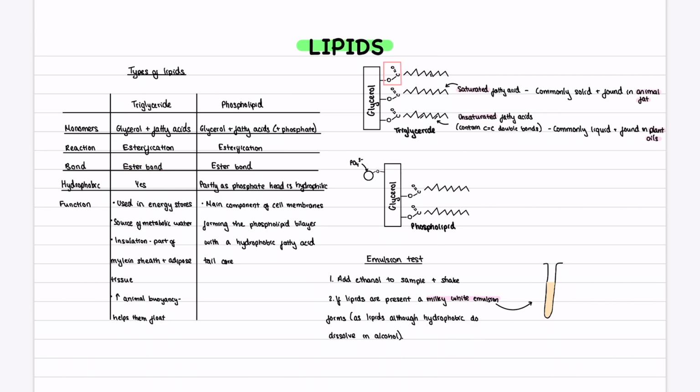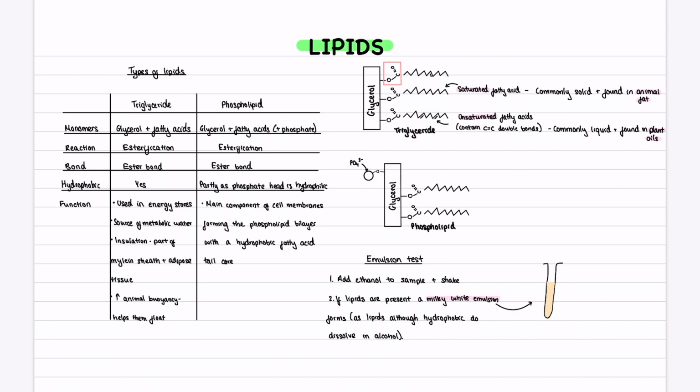They are joined by a condensation reaction where two monomers come together and a water molecule is removed, leaving a covalent bond. Although this is a condensation reaction, with lipids it is termed esterification. If you wanted to reverse this and break the covalent bond, this would be the hydrolysis reaction, where you need to add a water molecule.